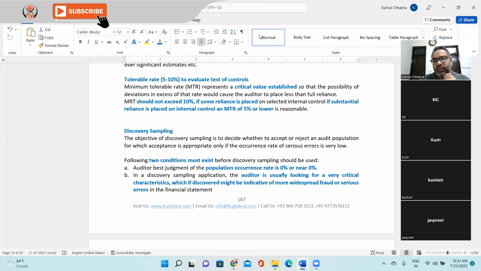Do you guys remember the materiality topic which we studied in the last chapter, or has it all gone into cold storage? We calculate the overall materiality, then we calculate the performance materiality, and then we calculate the tolerable.